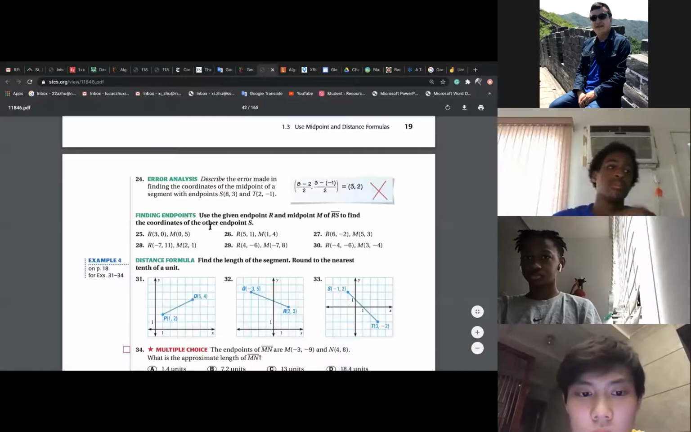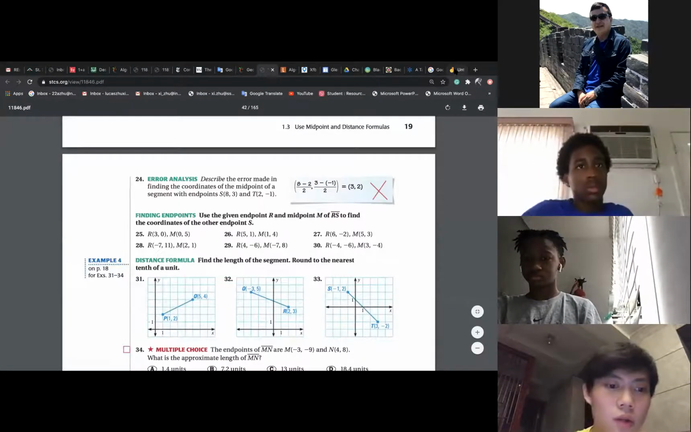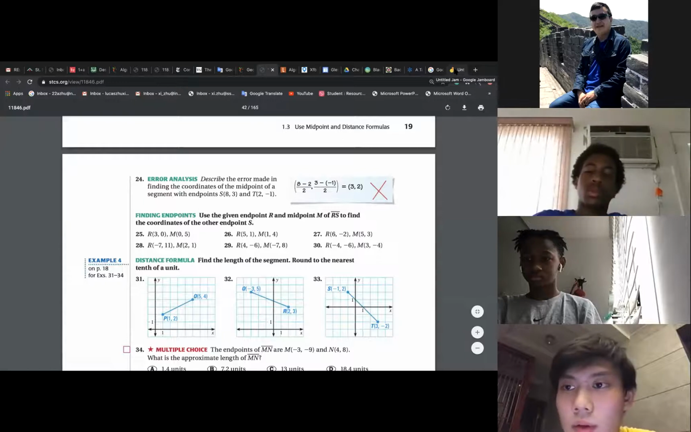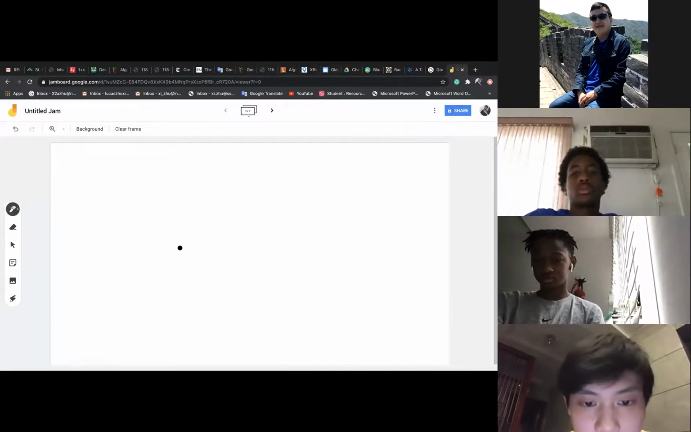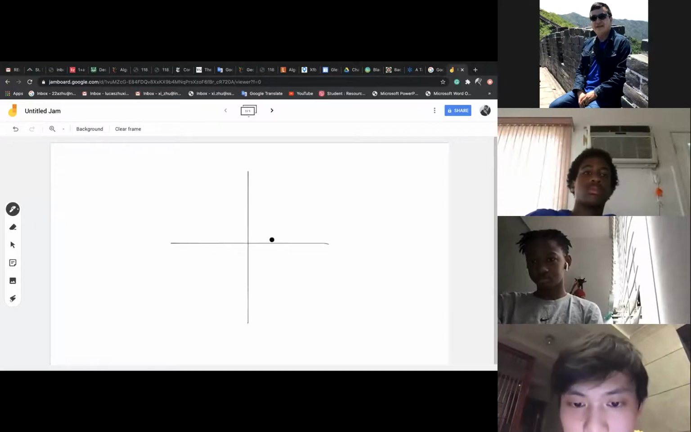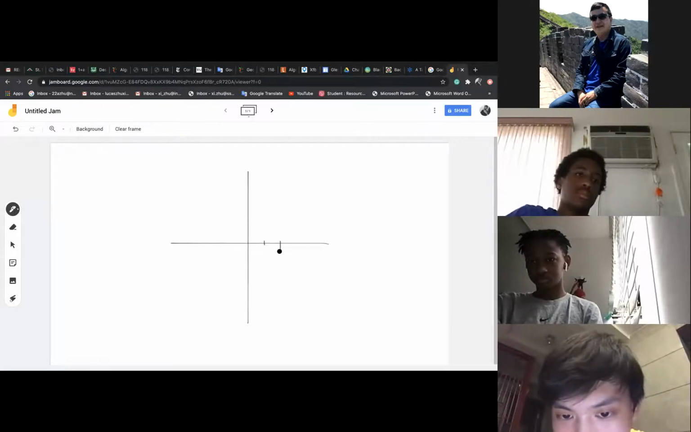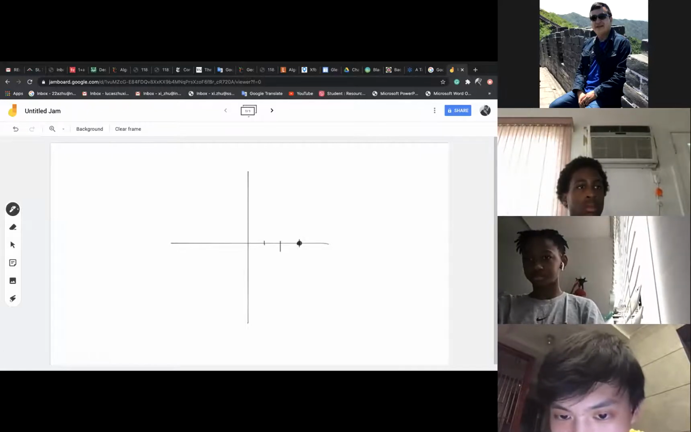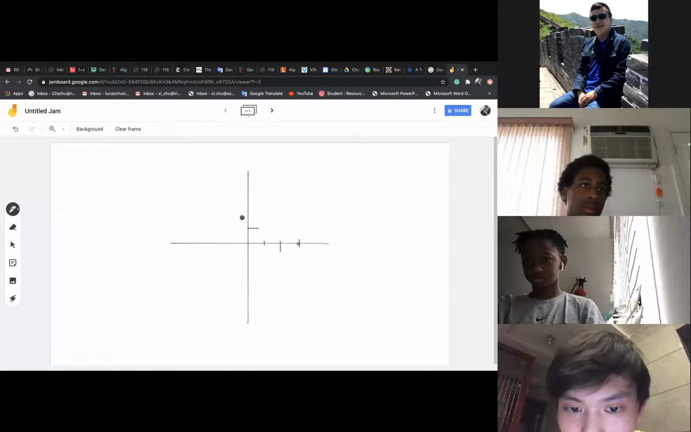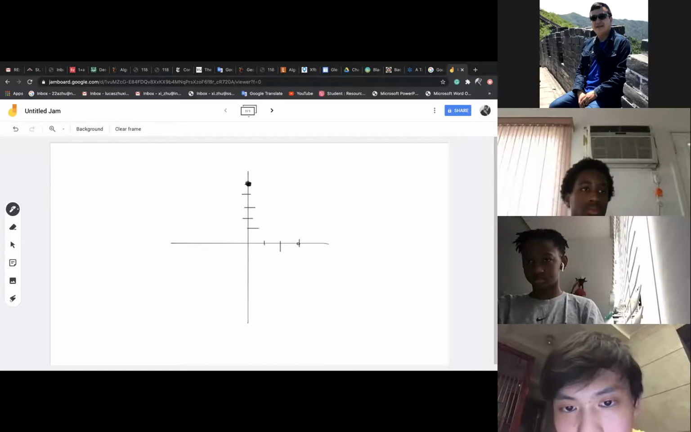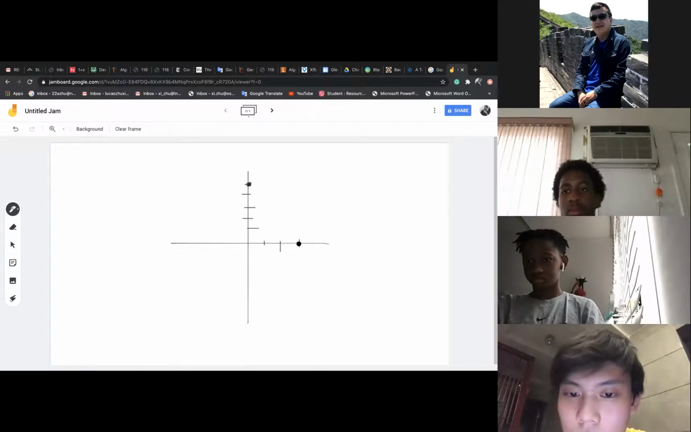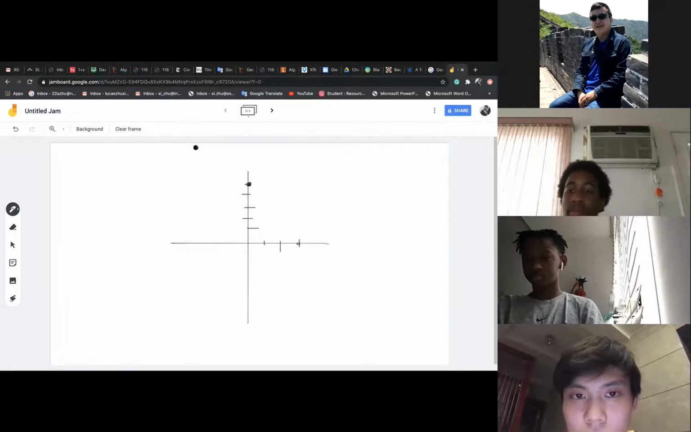The question is giving you the endpoint (3, 0) and the midpoint (0, 5). Let's draw it down. One endpoint is (3, 0), right? The other one is (0, 5): 1, 2, 3, 4, 5. It's right here. If this is the endpoint and here's the midpoint, it should be a straight line, so the other endpoint should be somewhere around here, right?